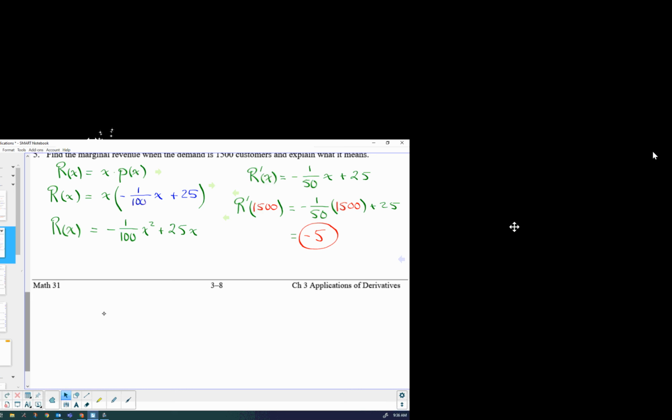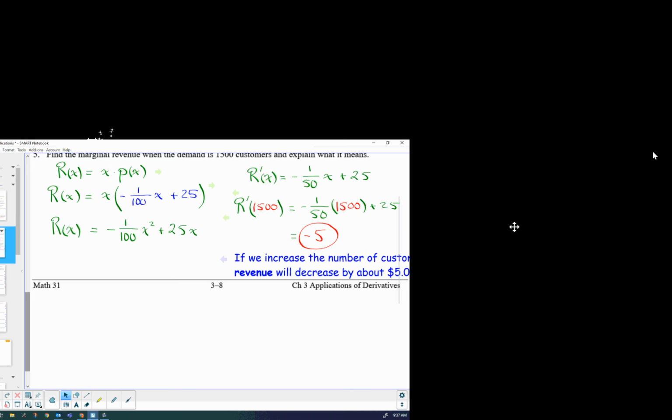Take a minute to think about what's a derivative? A slope of the tangent line. Our slope is negative. Our revenue function is a parabola, opens down. Where are we relative to our maximum? We're past the maximum. We want to be at the maximum to get the most possible revenue.